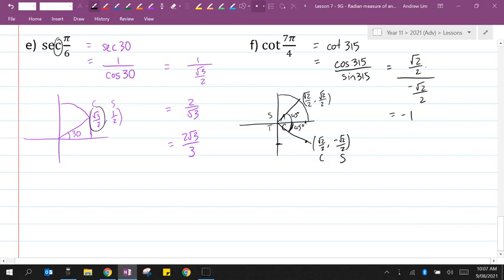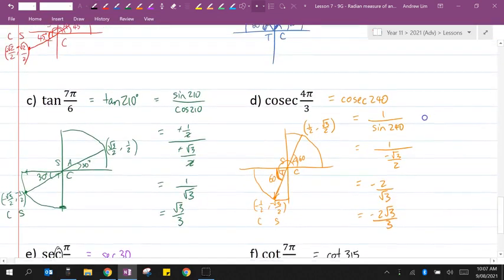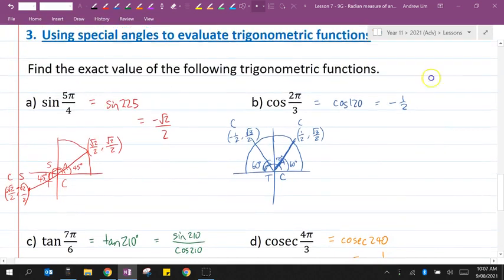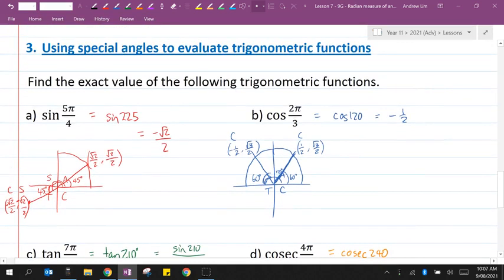Right, so now you should know what a radian is, be able to convert between radians and degrees, and use trig values, or use special angles to evaluate trig functions. Okay, and that's it for this video.